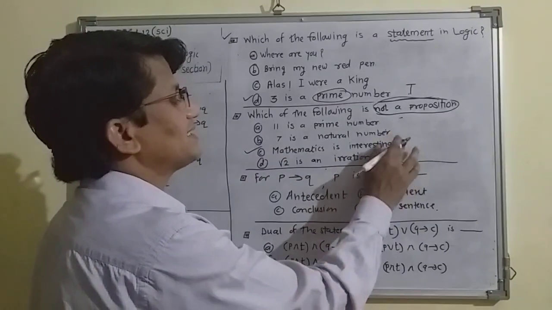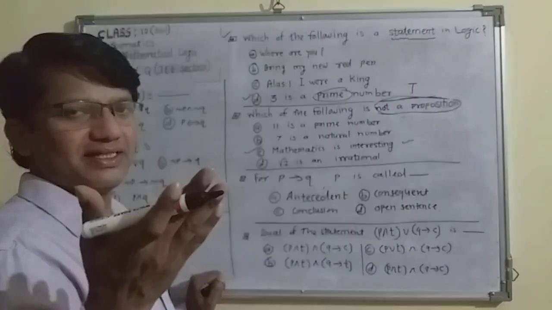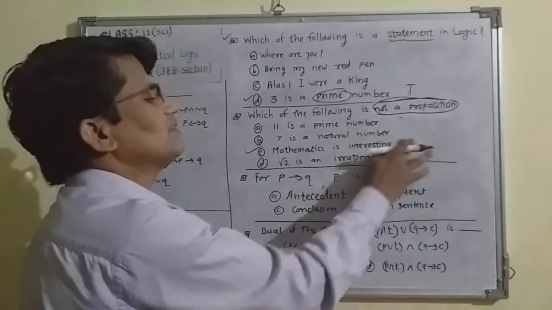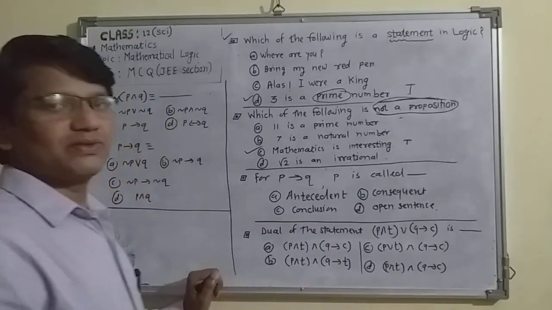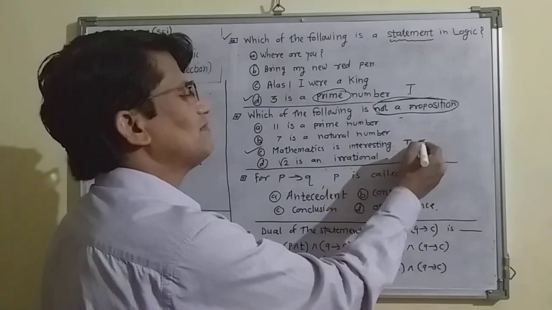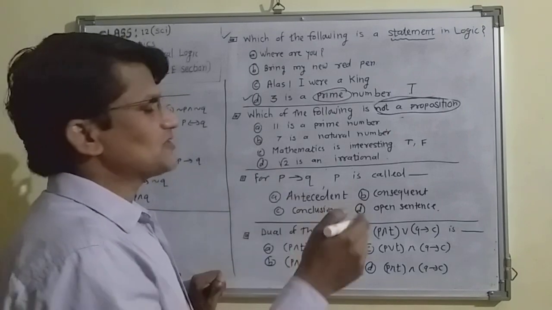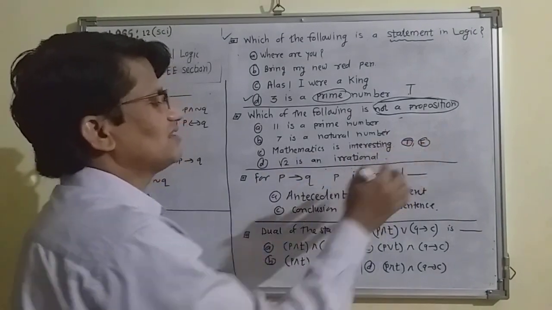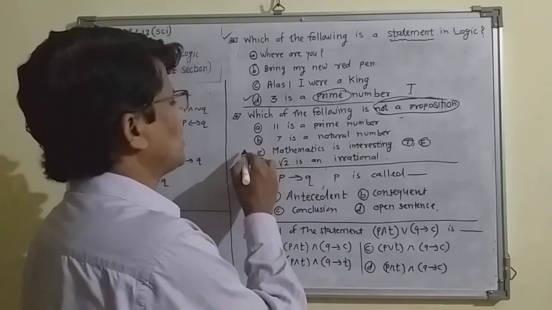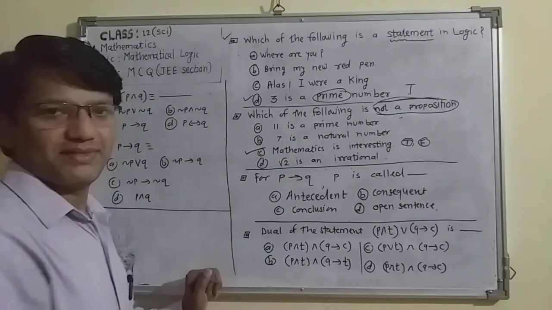Mathematics is interesting. For the truth value of this, some student can say yes, mathematics is my favorite subject, my interesting subject. So for such a student, truth value will be T. But some student can say mathematics is not interesting. For such a student, truth value will be F. Means for those students having both the possibility T as well as F, this type of sentence is called an open sentence, and this is not a statement. So our answer is option number C.